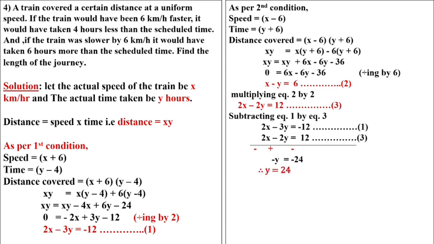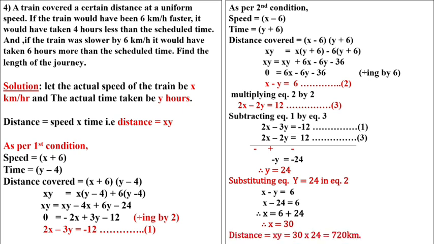We substitute the value of y equal to 24 in equation 2. What is equation number 2? We have x minus y equal to 6. We'll substitute the value of y is 24. Now minus 24 will go to the right side, become plus 24. Therefore x equal to 30.